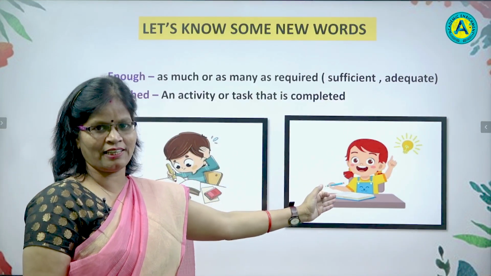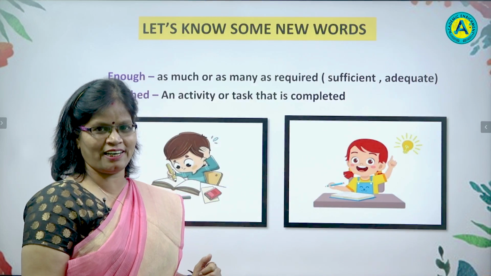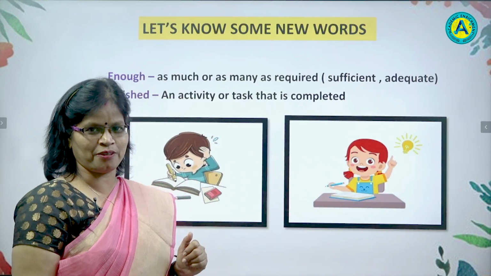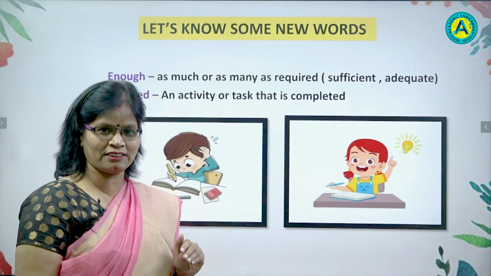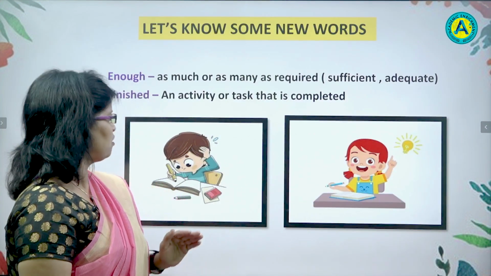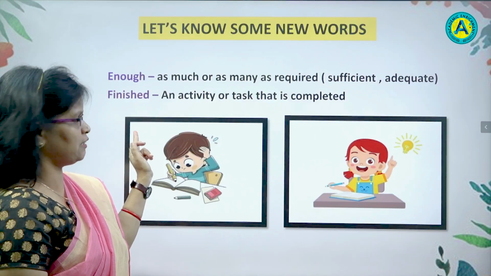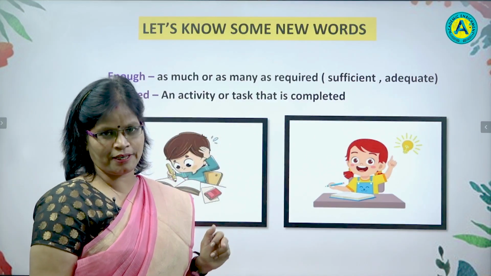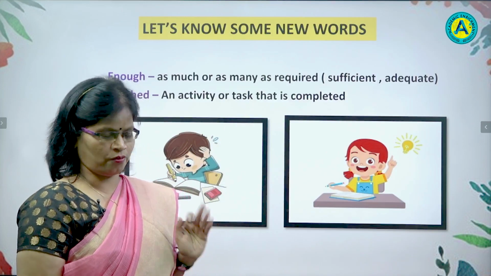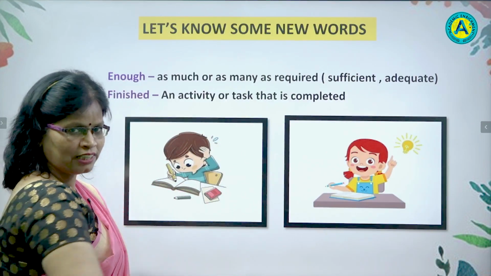But the girl has finished her homework, isn't it? See, the girl is happy. Why she is happy? Yes, because the girl has completed her task, isn't it? So, the meaning of the word finished is an activity or task that is completed. Now you understood? Okay. Now let's go to the next word.